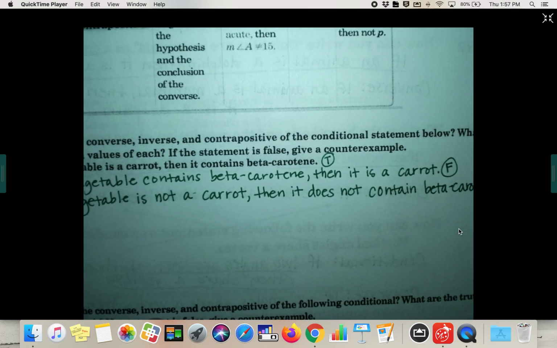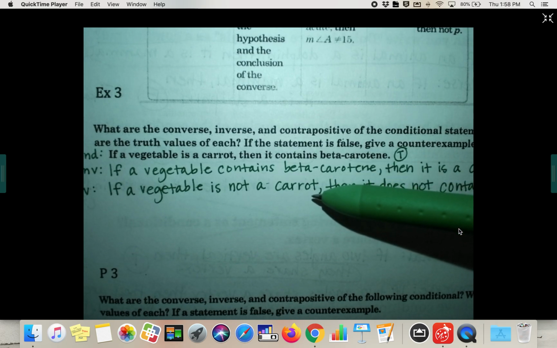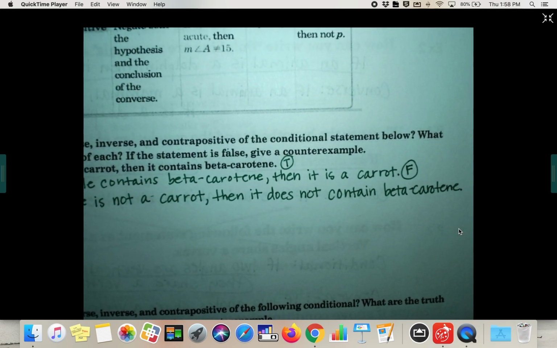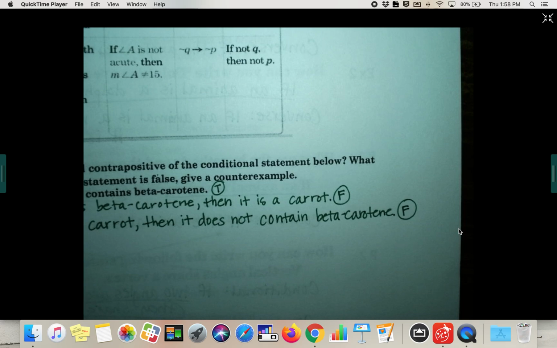All right, let's think about the true or false of this. If a vegetable is not a carrot, so maybe you're thinking it's a radish, then it does not contain beta carotene. There are other vegetables that contain it, so this is going to make it false.